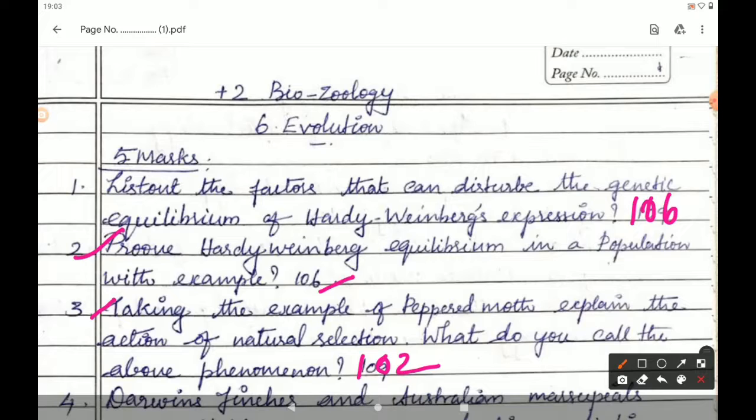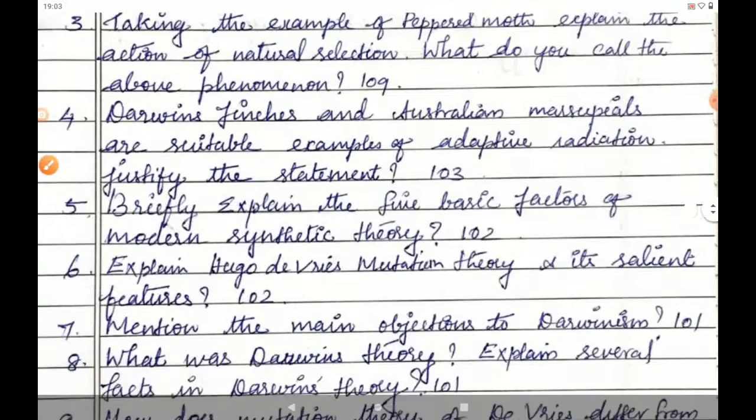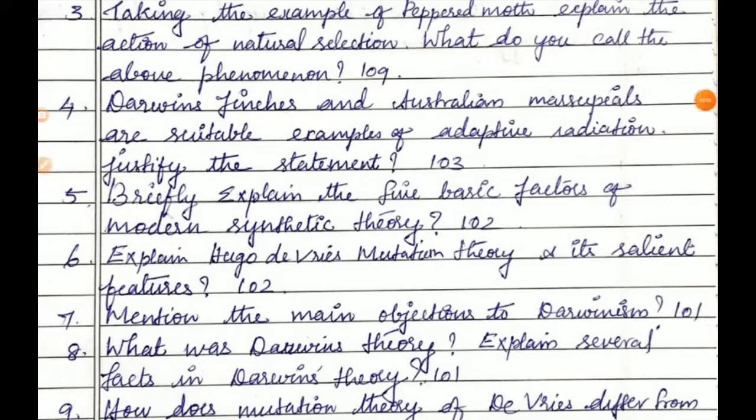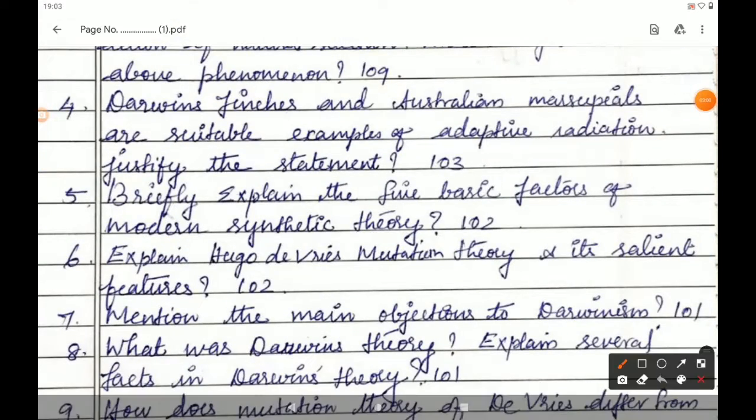Open the bracket. Natural selection can be explained clearly through industrial melanism. From there to the end of the paragraph, resulting in increase in population through natural selection. Close the bracket. The next question, fourth question of this lesson: Darwin finches and Australian marsupials are suitable examples of adaptive radiation. Justify the statement. Answer is given in page number 103.